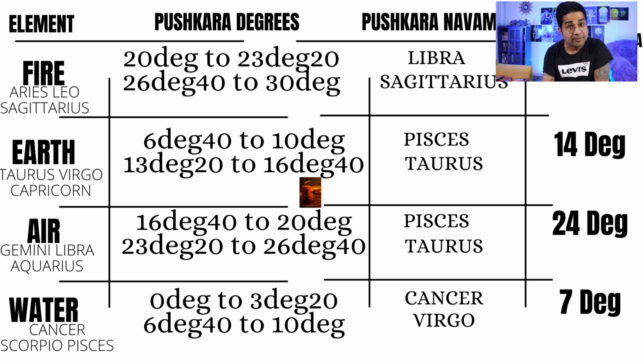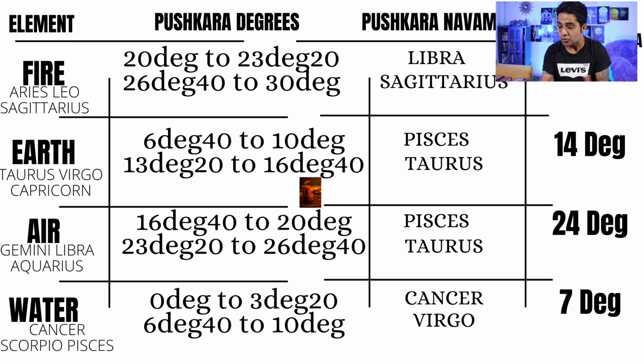So now friends, Venus which goes debilitated in the Virgo sign, but let's say for example if Venus is going to be placed in the 7 degrees, that means Venus is going to be in the Pisces Navamsa, is going to be exalted in the D9 chart, but also it is going to be placed in the Pushkara degrees as well.